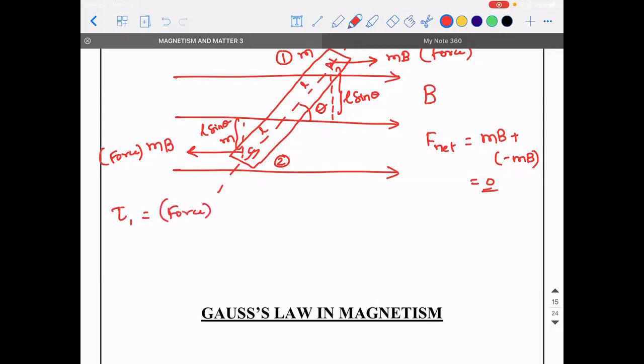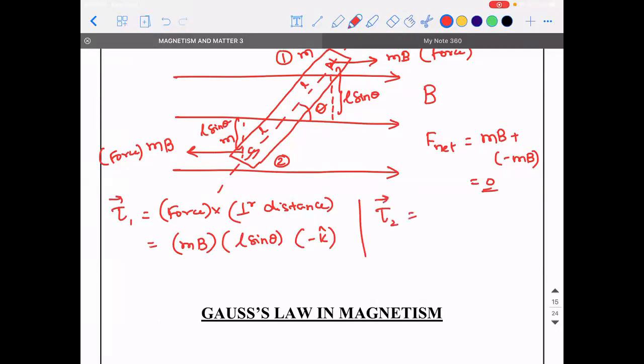Torque is equal to force into perpendicular distance. So what is the force? It is mB, and the perpendicular distance is l sin theta. It will act into the plane, in the minus k cap direction. Similarly, the torque experienced by the second pole will be force into perpendicular distance, and this is also going to act in the direction of minus k cap.